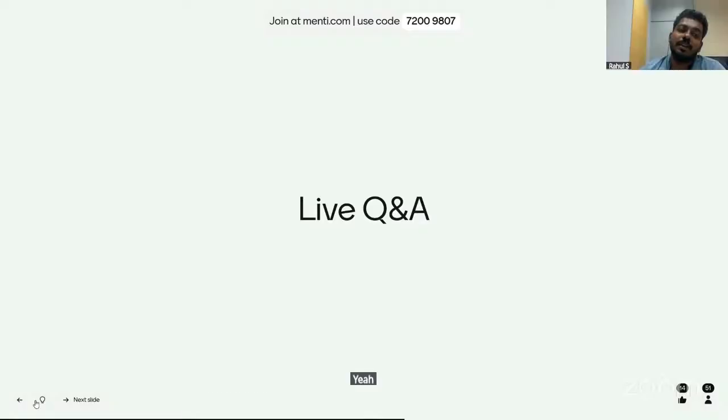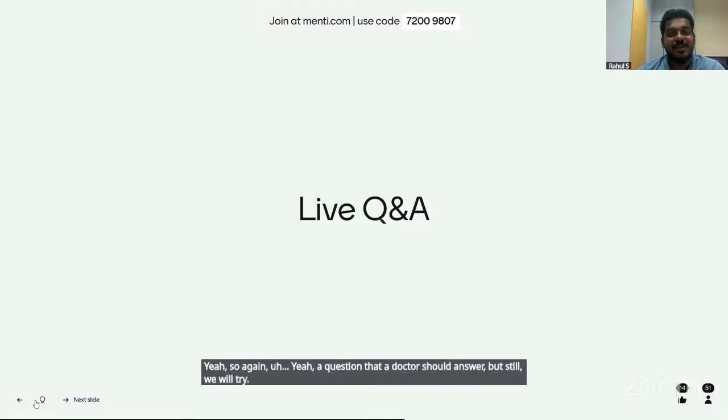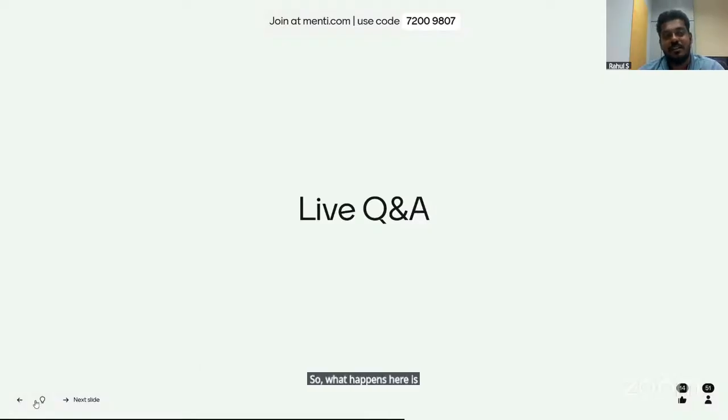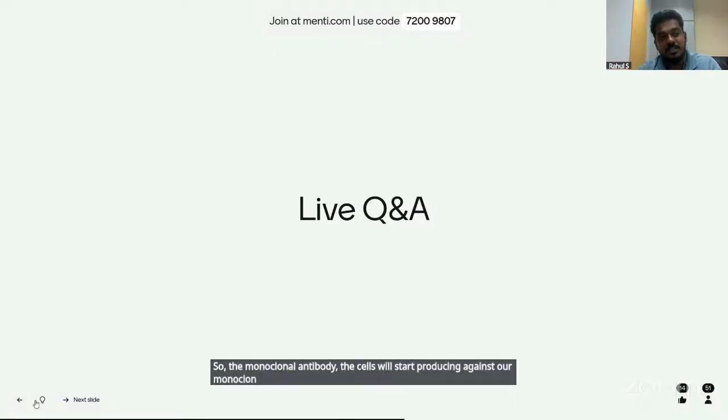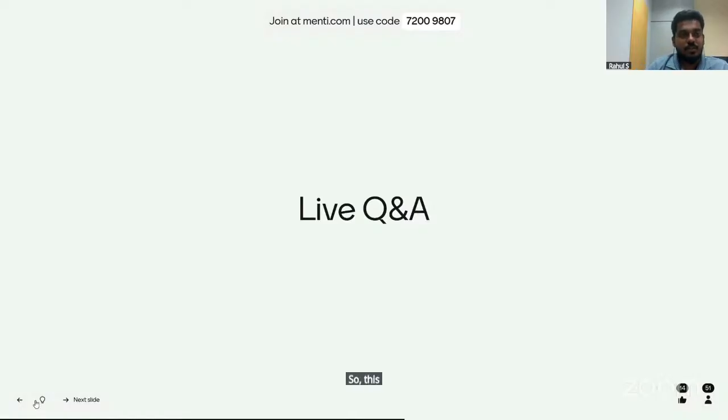Yeah. So again, a question that a doctor should answer, but still we will try. What happens here is the body wrongly considers our own cells as a foreign body. These are mostly genetic diseases. The cells will start producing antibodies against our own cells. So this is a genetic disease. We don't have a cure for this, but maybe some cures are coming up. But we have treatments for this. Throughout the lifelong period, you have to take that treatment.